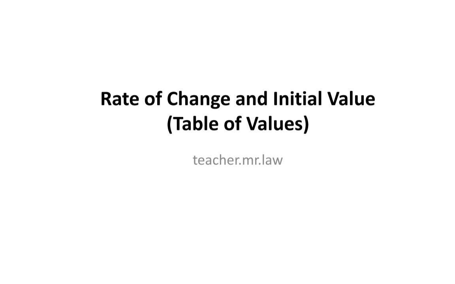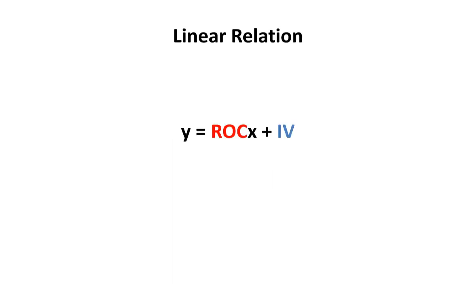In today's lesson, we'll be learning about rate of change and initial value, with a focus on table of values. As discussed previously, a linear relation is really just a pattern, and that can be represented with an equation, y equals rate of change multiplied by x plus the initial value.